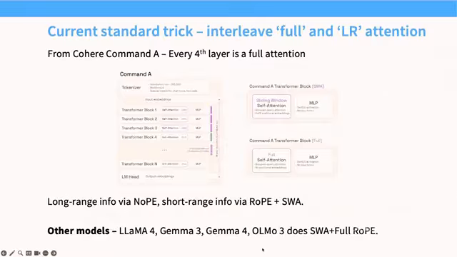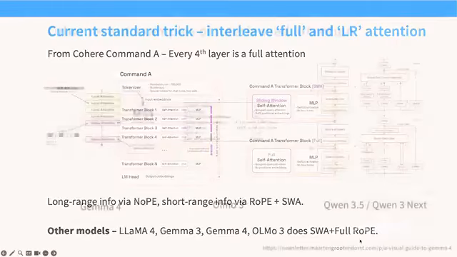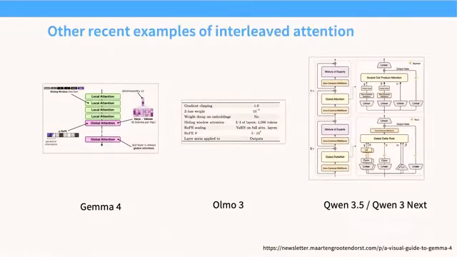We see essentially a bunch of other models adopt this idea: Llama 4, most recently Gemma 4, Olmo 3. They all do this combination of sliding window attention and full attention, in their case using full rope instead of nope as the embedding. So as I said, this is becoming really, really popular.